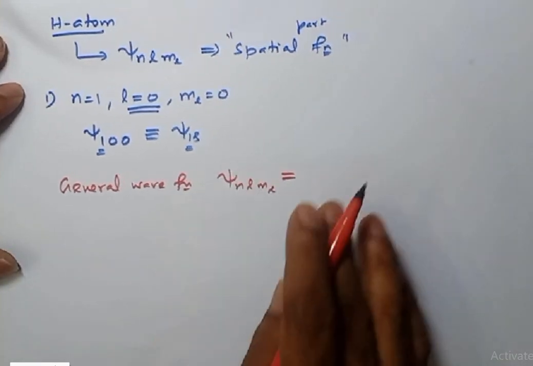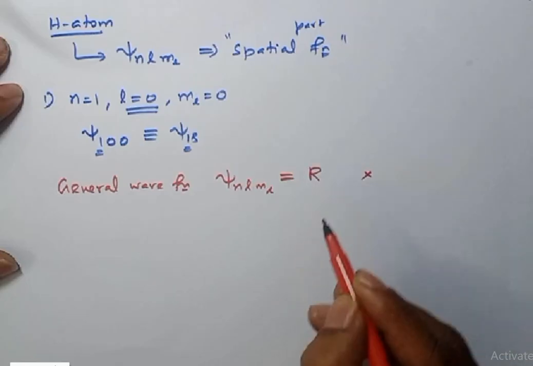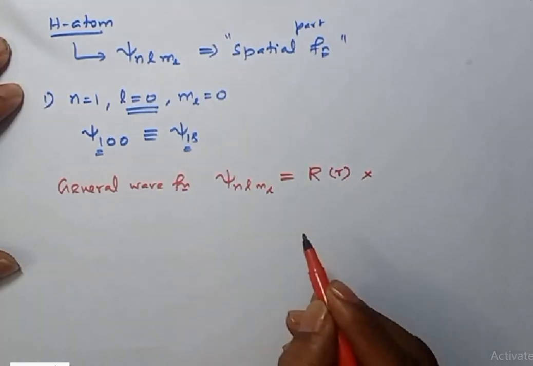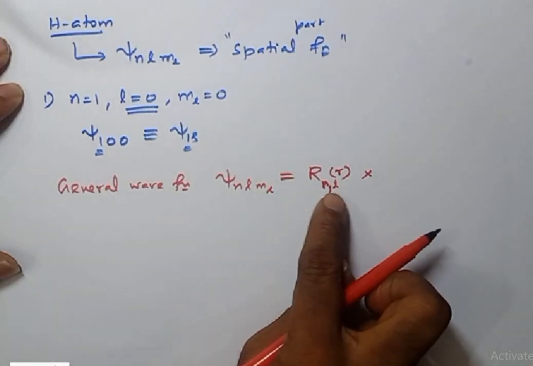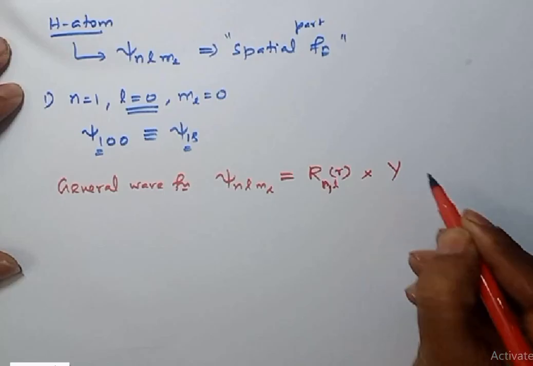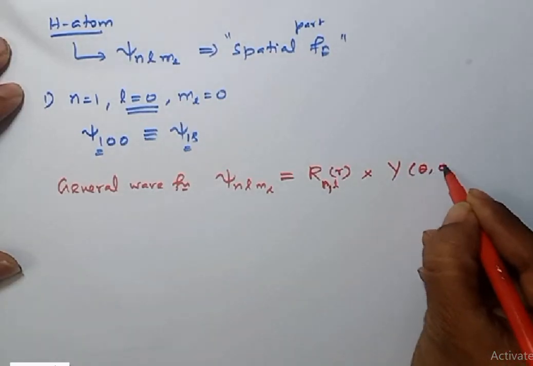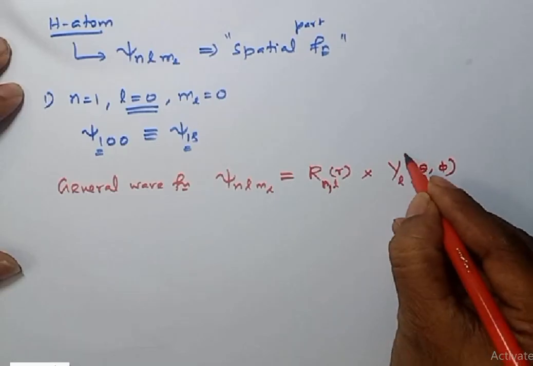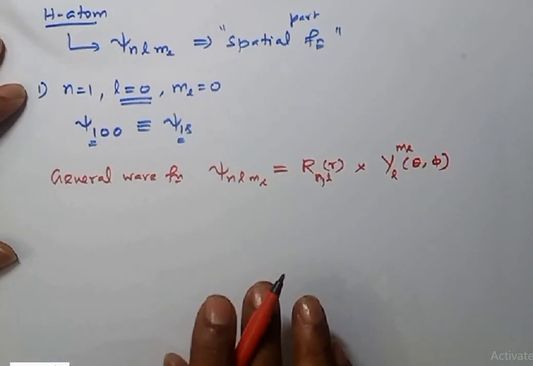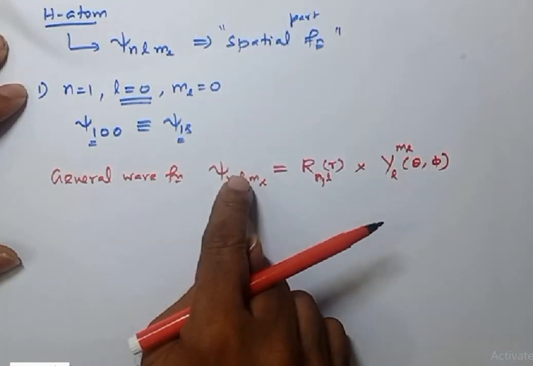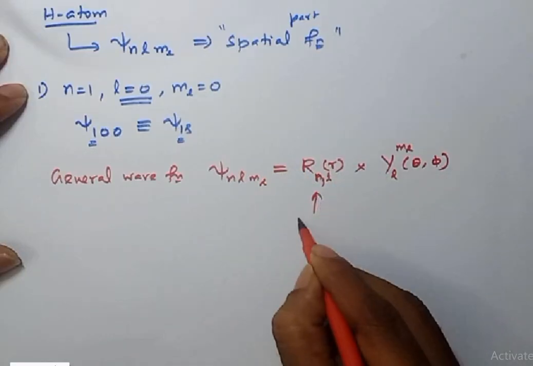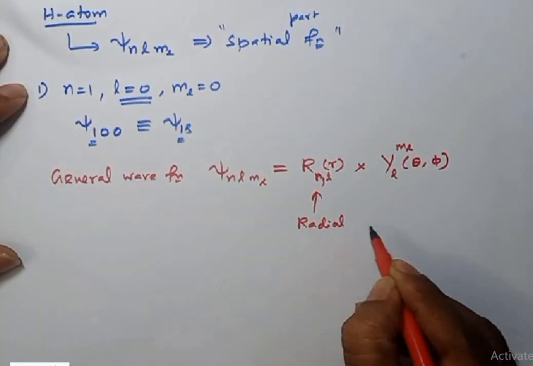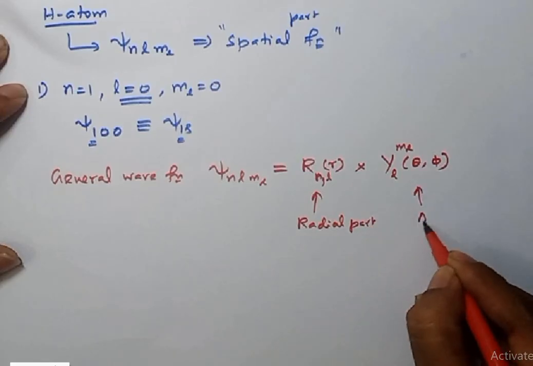We can separate this into two parts. One is the radial function, which depends on radius. It varies with r, and depends on two quantum numbers n and l. And we have an angular function which depends on the variables theta and phi, and depends on the quantum numbers l and ml. I repeat, the spatial part of the wave function can be separated into two. One is called the radial part, a radial function. The other one is called the angular part of the wave function.